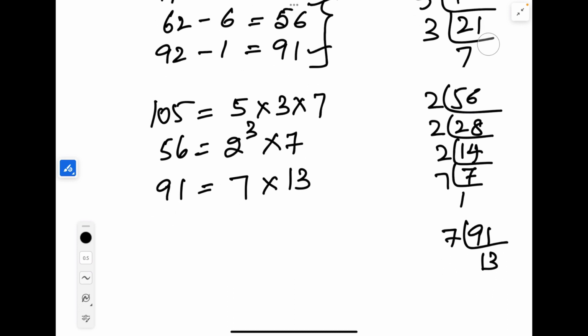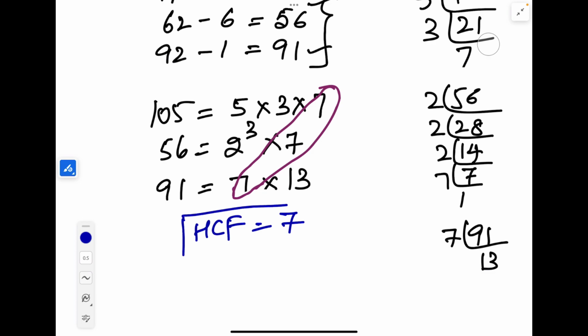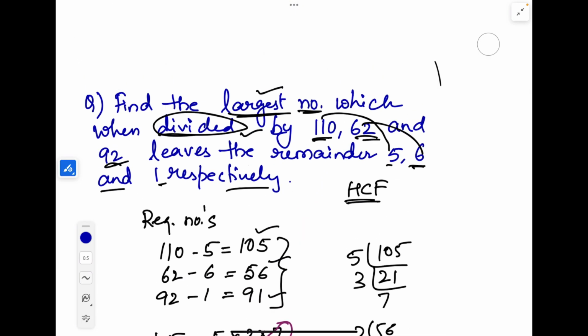Now for finding the HCF, we have to see the common factor with the least exponent. If you observe, there is only one common factor, which is 7, right? Therefore the HCF of these 3 numbers is 7. This is how you are supposed to solve this type of question.